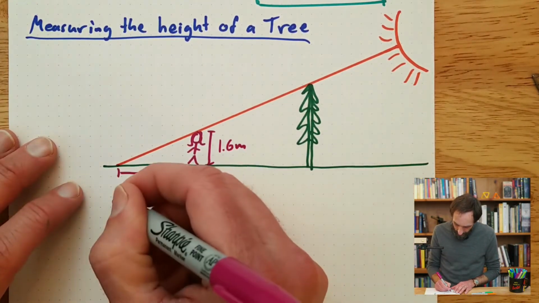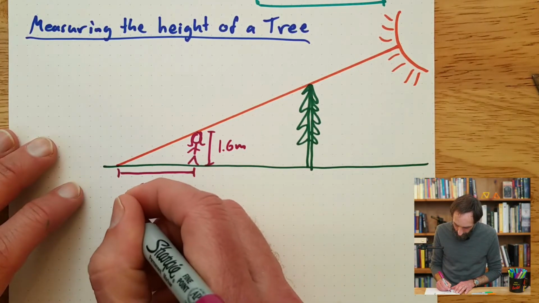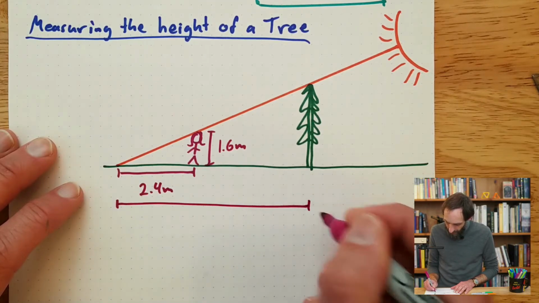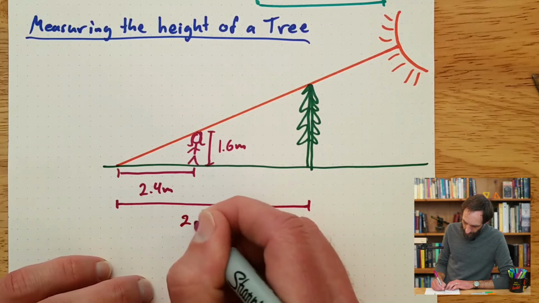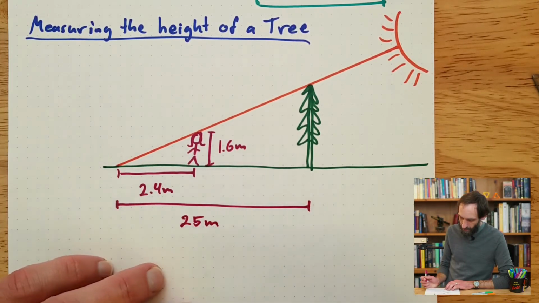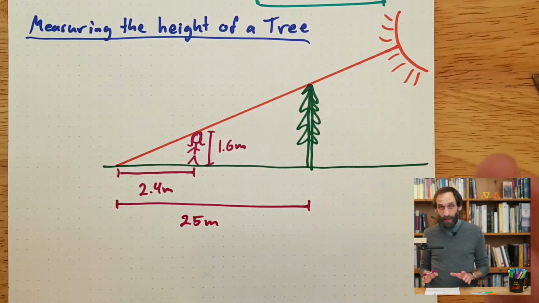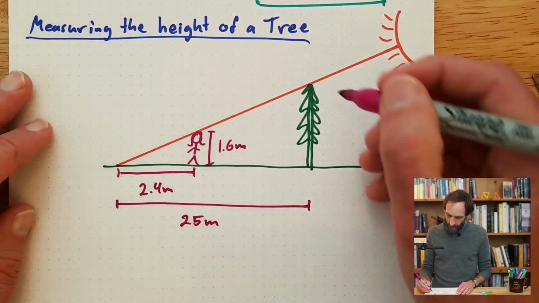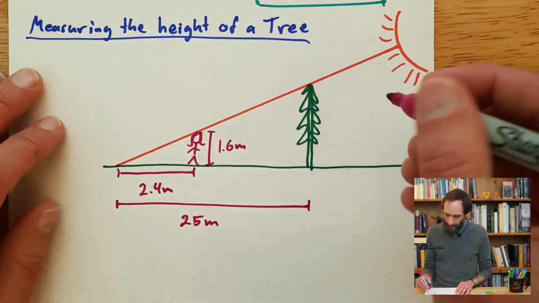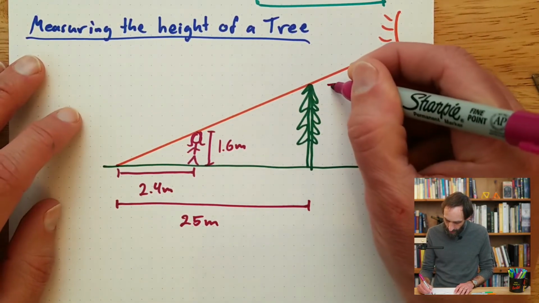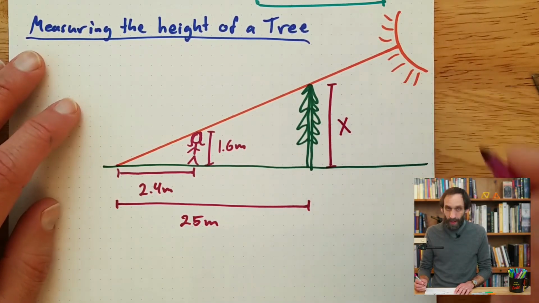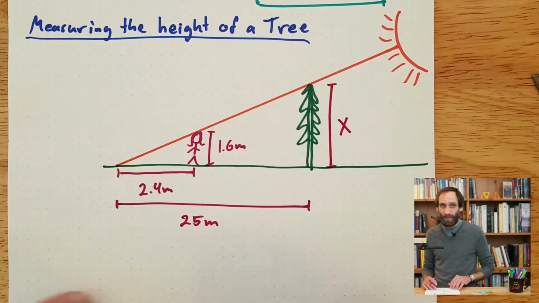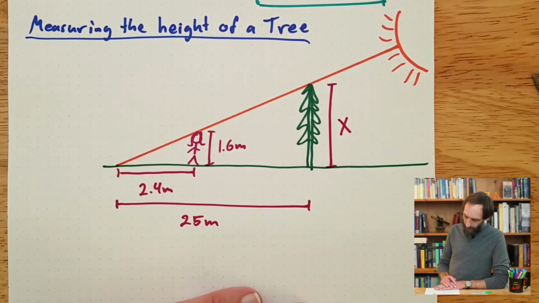Now let's draw in an indication of the length of the tree's shadow. So we'll say that the length of the tree's shadow is 25 meters. Now the only thing that we don't know here is the height of the tree. And this is, of course, the thing that we want to find out. Let's draw this in, and we'll call it x, because it's the thing that we don't know. We'll put that variable in there.